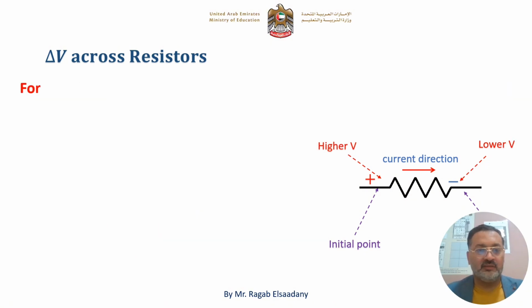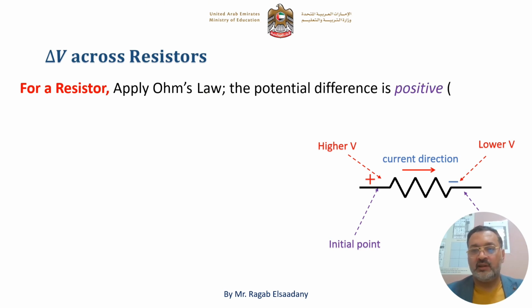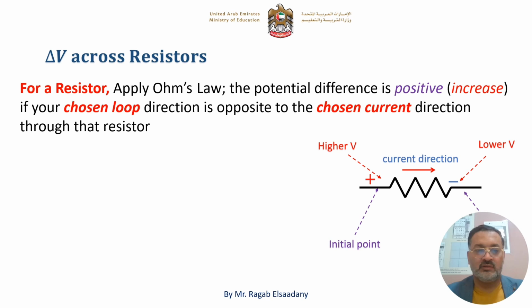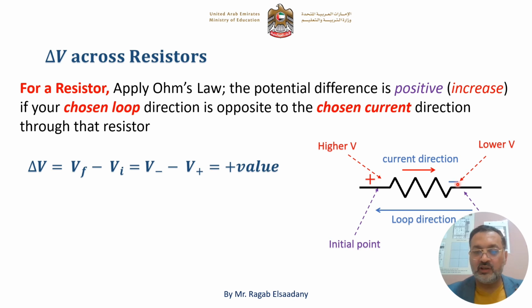And in the opposite case, for a resistor, applying Ohm's law also, the potential difference is positive, an increase, if your chosen loop direction is opposite to the chosen current. So if you choose the current to the right and the loop direction to the left, delta V will be V final positive minus V initial negative, and the result will be a positive value, and delta V is equal to positive IR according to Ohm's law, and the potential will increase.